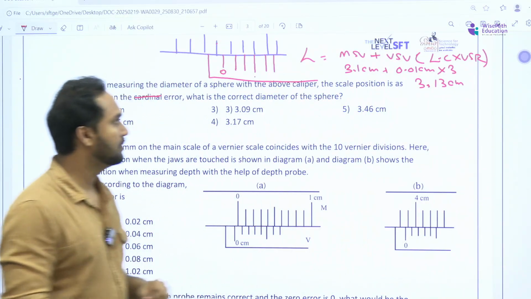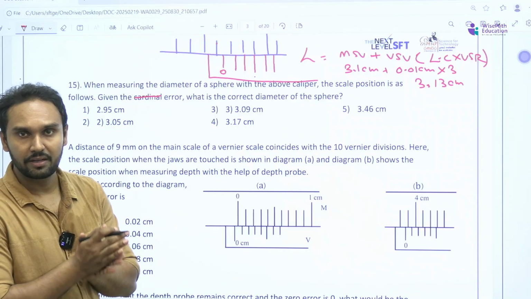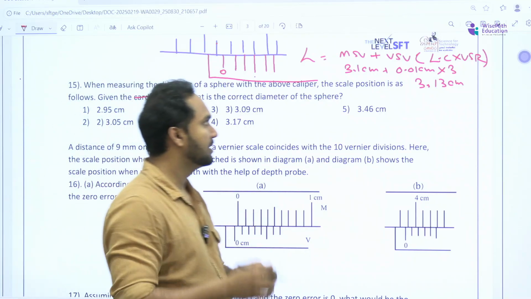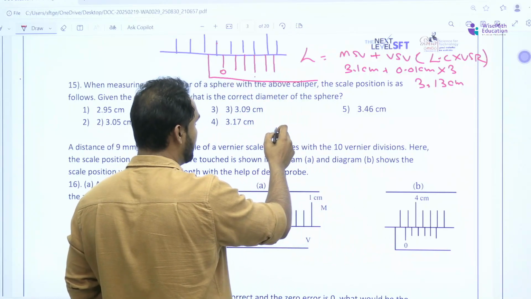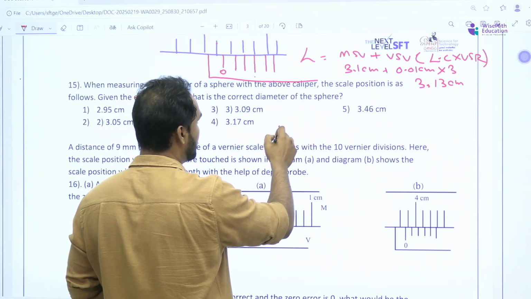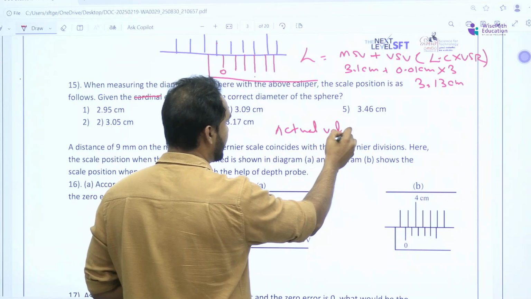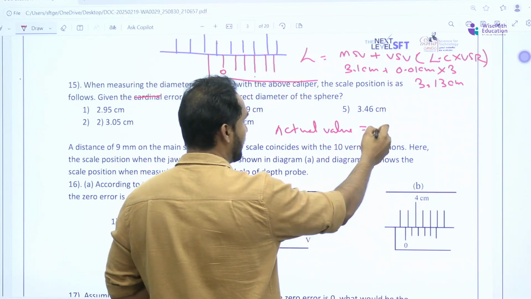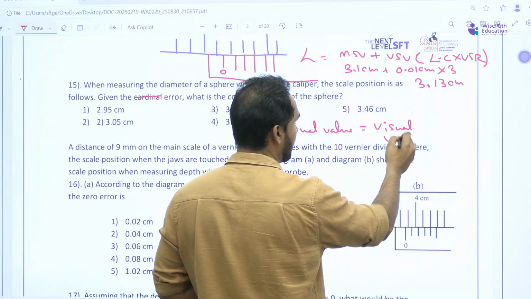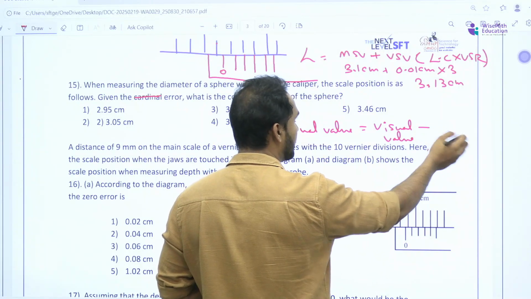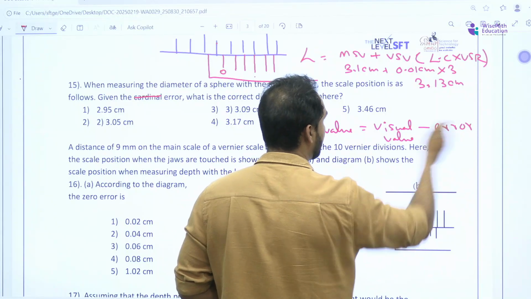So if it is a positive zero error, the correction should be a deduction, isn't it? If it is a positive zero error, the correction should be a deduction. So you have to deduct the value, right? So how do you take the actual value? The actual value will be the visual value, deduct the error, right? Since this is a positive zero error.